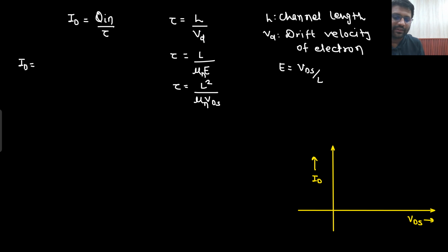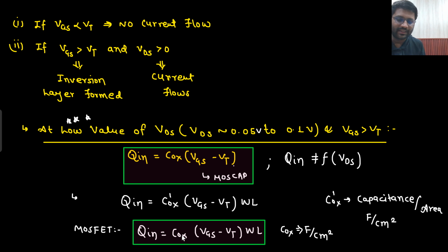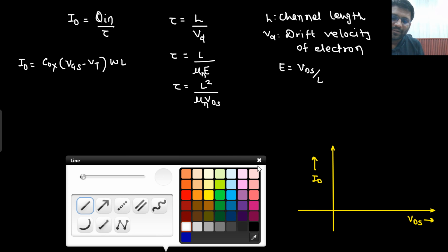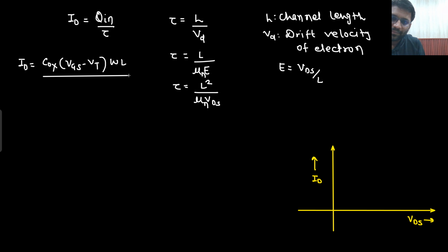So what can I put? What is our inversion charge? Inversion charge is COX Vgs minus Vt into W into L. Downward there will be L square, and here tau; I am just putting this value of tau, L square over mu n Vds. Mu n Vds will go upward. So this and this will get cancelled out.